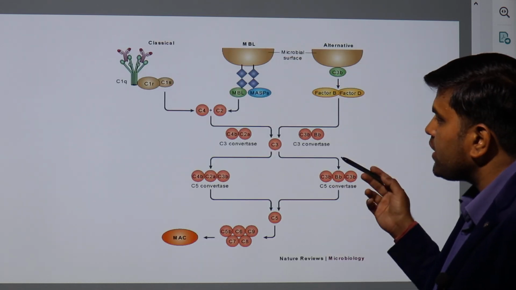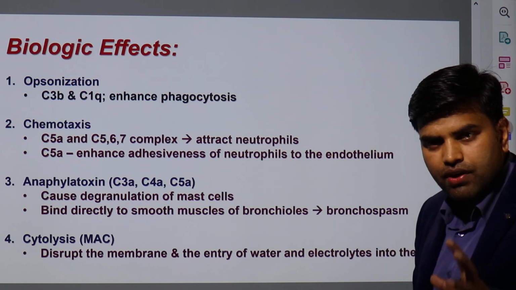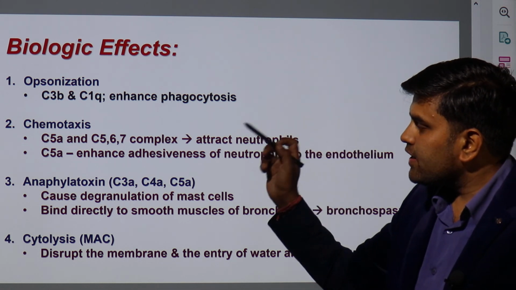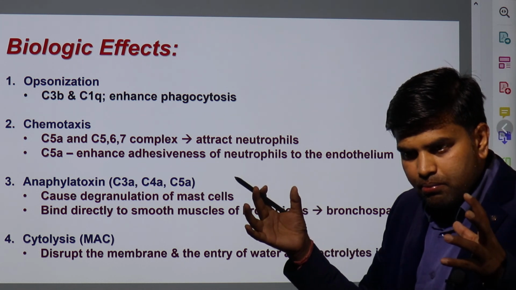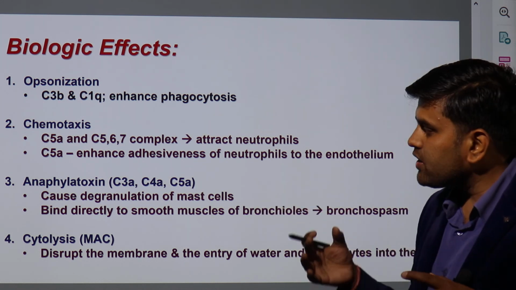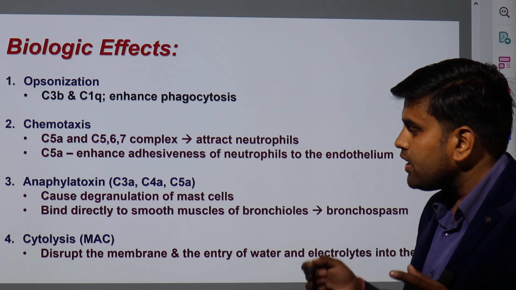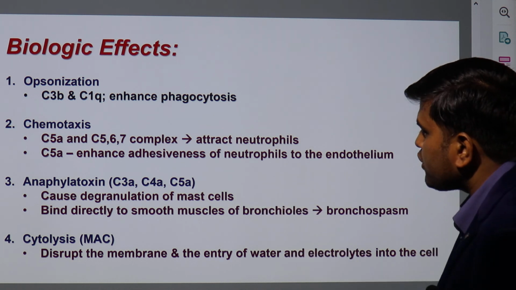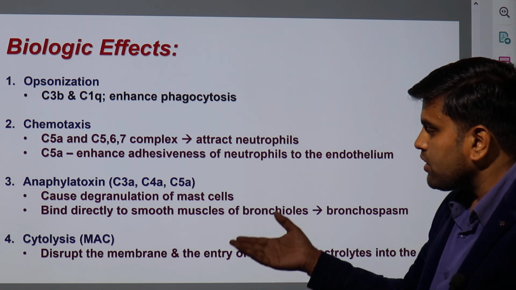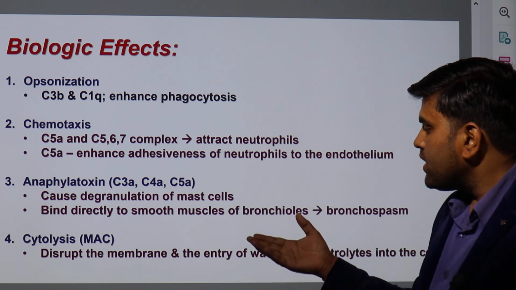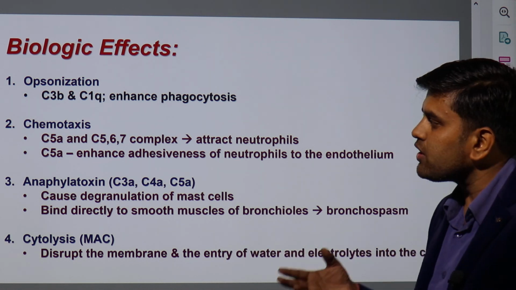We have understood about this. We have discussed in detail how one protein after another gets activated. We have talked about the function. One is opsonization, which enhances phagocytosis and kills the bacteria. Then there is chemotaxis, which brings phagocytic cells there and attracts them and produces inflammation. There is the anaphylatoxin that causes degranulation of the mast cell, binds directly to the smooth muscle of the bronchioles, causes bronchospasm, and also they kill the cell, which is the main function of the membrane attack complex, that is, disrupt the membrane and allow entry of water and electrolytes into the cell of any bacteria or pathogen and kill that bacteria.